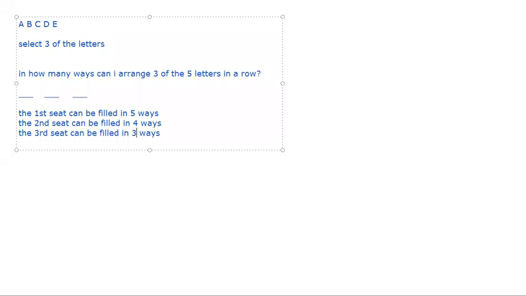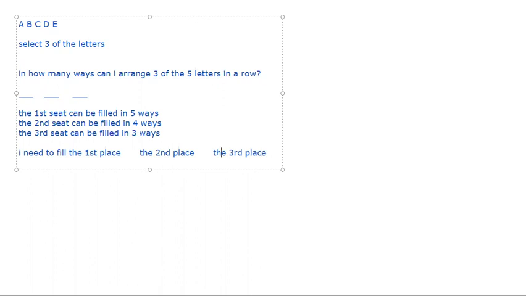Now the question is, do I multiply or do I add? Okay. So what do I say? I need to fill the first place, I am giving a space, the second place, and again I'm leaving a space, the third place. And what do I write here? Do I write and, or do I write or? So is it that I need to fill the first place or the second place? You know what you have to write, right? This is English language. It's all going to be and.